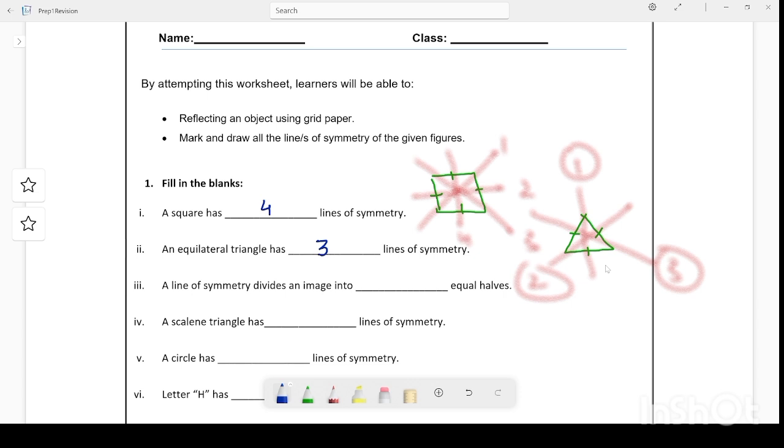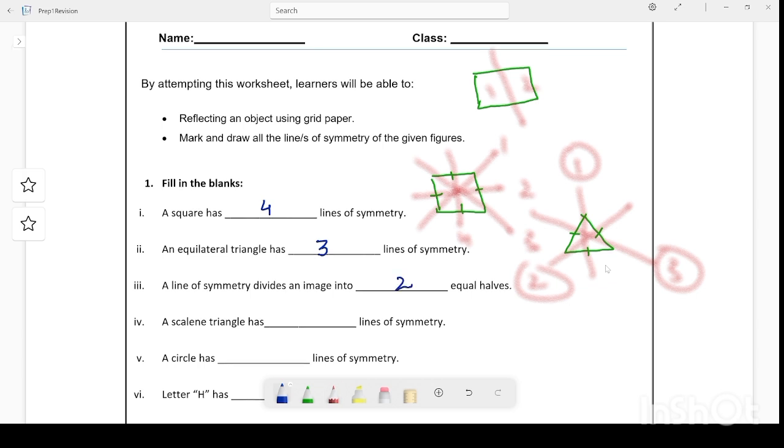Now, a line of symmetry divides an image into dash equal halves. So if we look at any shape, for example the rectangle, if I'm drawing a line of symmetry, how many halves is it dividing into? It is one half and two halves. So we'll say that it will be dividing into two equal halves.